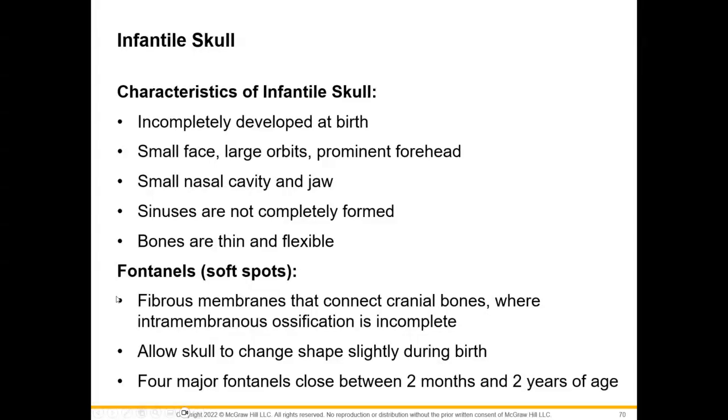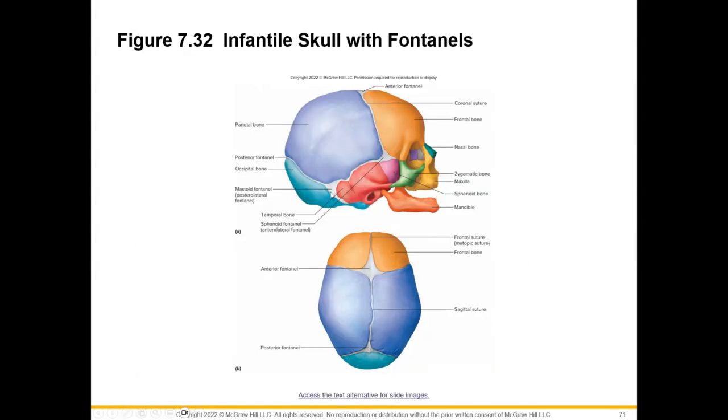The fontanelles are the soft spots of the head, fibrous membranes that connect the cranial bones together, and where the intramembranous ossification is incomplete. They allow the skull to change shape slightly during birth, and you have four major fontanelles that close between 2 months and 2 years of age. So this shows those areas.